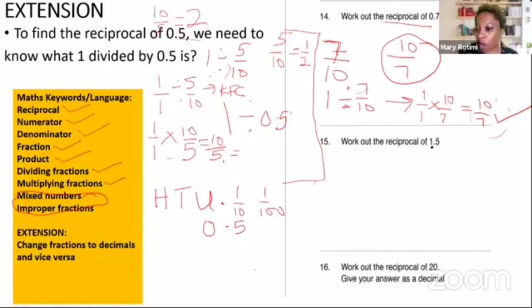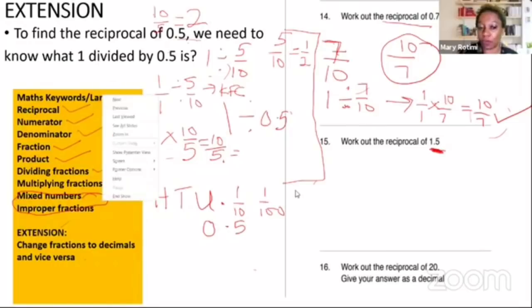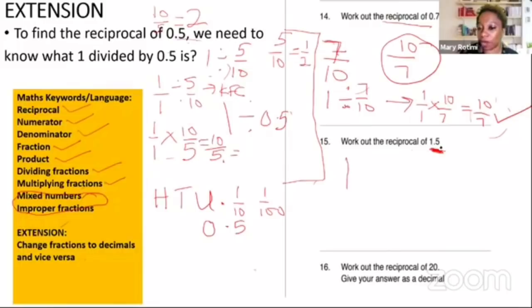This bit here says, work out the reciprocal of 1.5. Guys, now this is where we want to talk about mixed numbers and improper fractions. One whole number, let's write that properly, this 0.5 is exactly the same thing as this 5 over 10 here, okay? So this is one whole number, 5 over 10. That's what this means. And this is a mixed number.